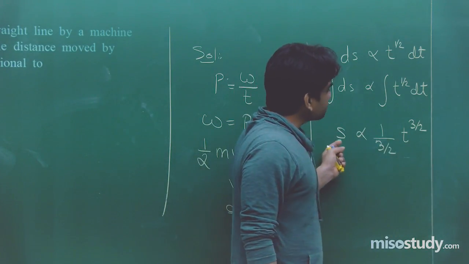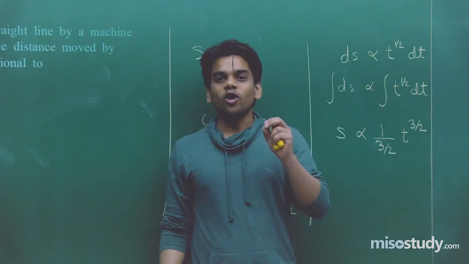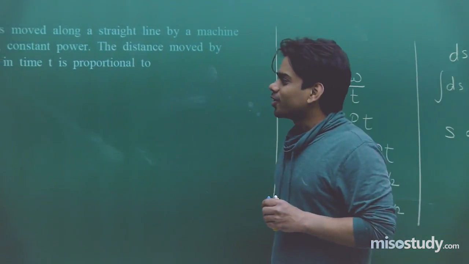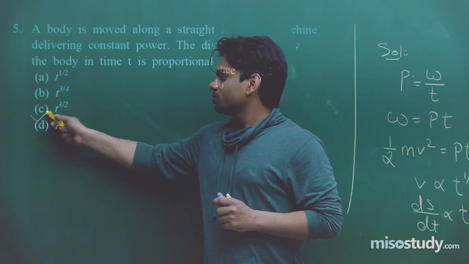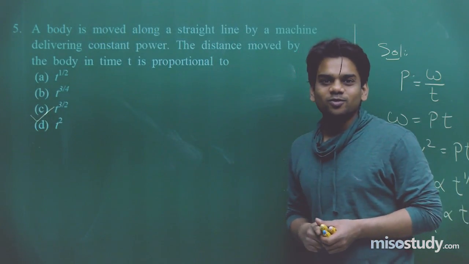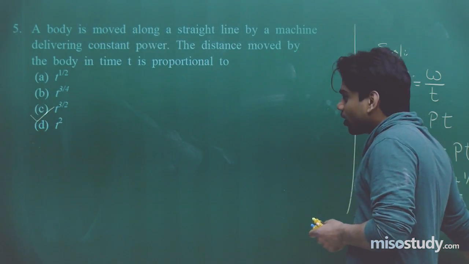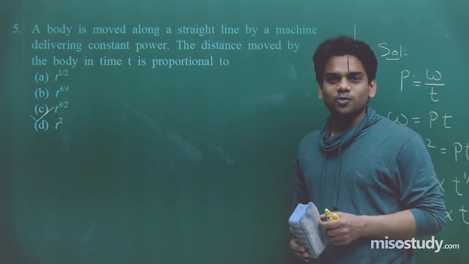So this displacement is proportional to t to the power 3 by 2, that is what we can make out from the equation. So s is proportional to t to the power 3 by 2. Option number C, right answer. That is what we can infer from all these steps that we have taken to solve this problem.